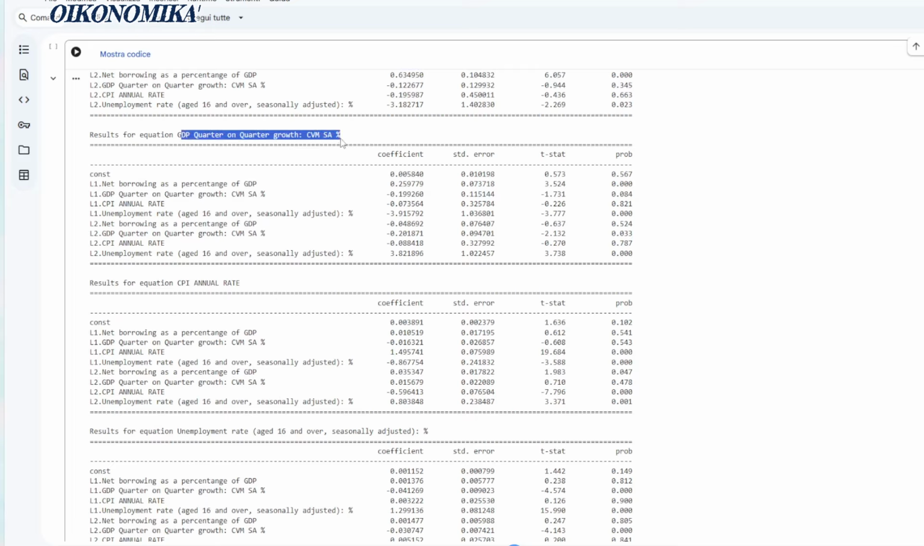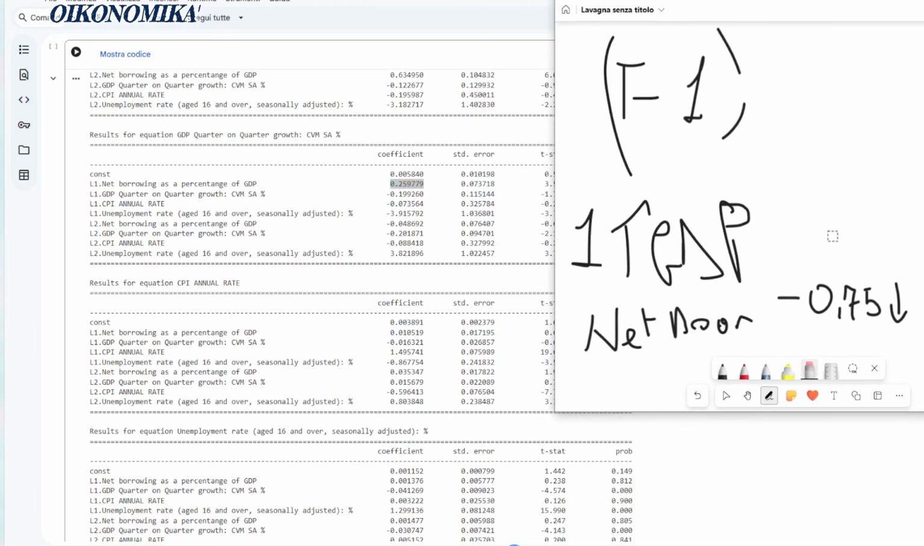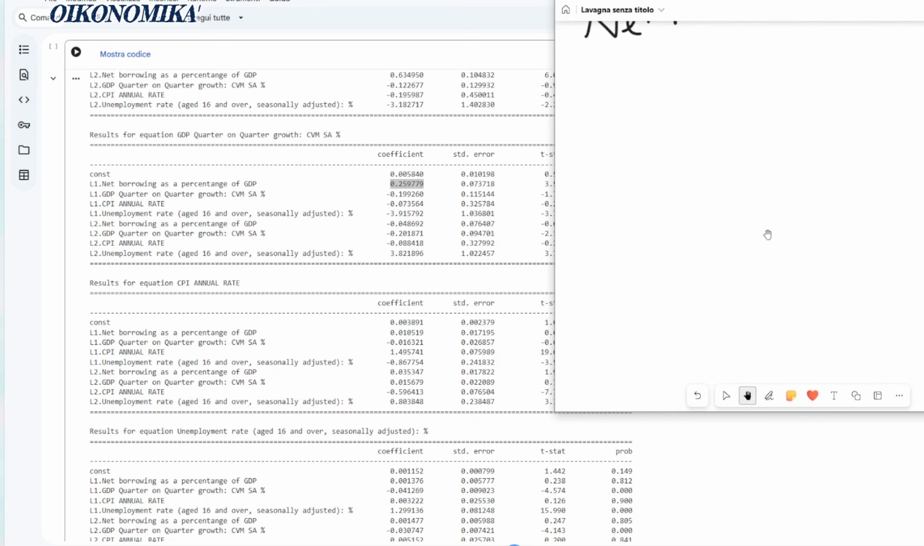Now the dependent variable is GDP. So what happens to GDP? This is very interesting. For every 1% of government borrowing, GDP grows by 0.26. What that means is very simple and intuitive to understand. If you take pen and paper, because I have my dashboard here, if you want to write down this stuff while you are watching this video, I suggest you write all these things down, because they are very interesting.